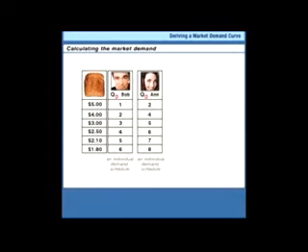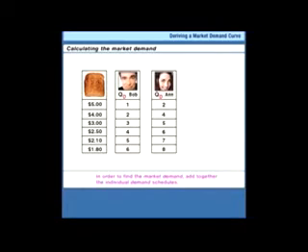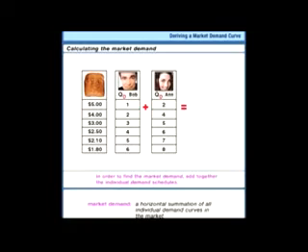So to find the market demand for bread, take the quantity of bread that Bob demands at each price and add to it the quantity of bread that Ann demands at each price. That will give you the market demand for bread. So at a price of $5, Bob wants 1 loaf of bread per week. Ann wants 2 loaves of bread per week, for a total of 3 loaves of bread in the market.